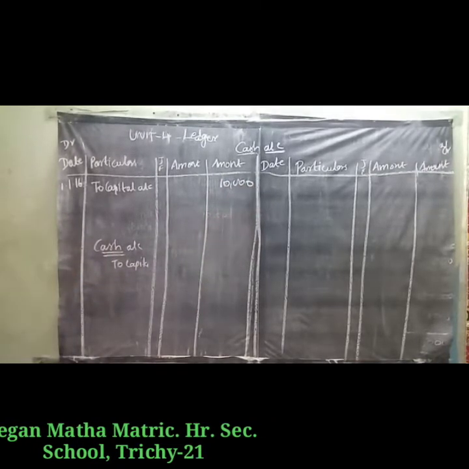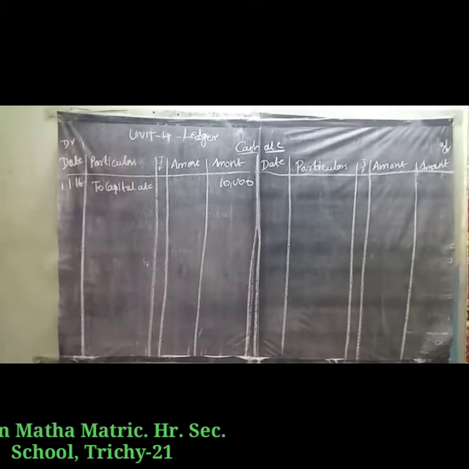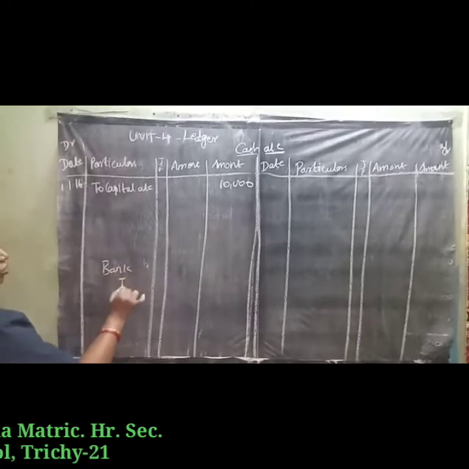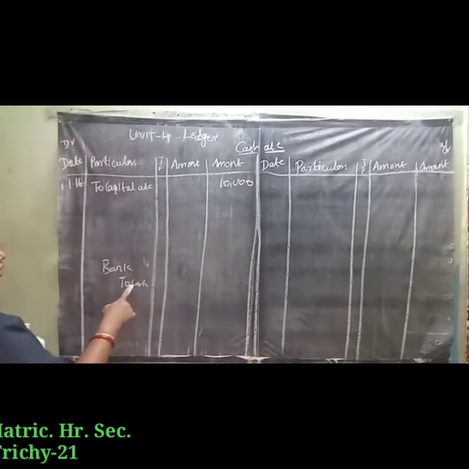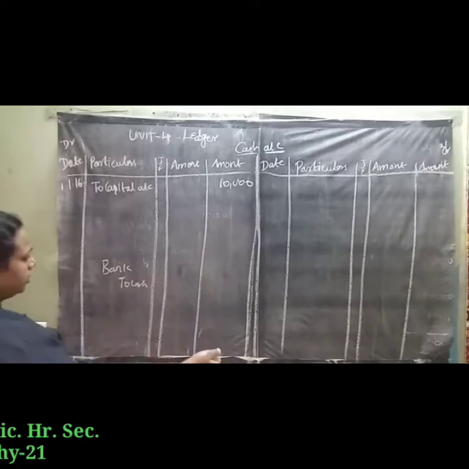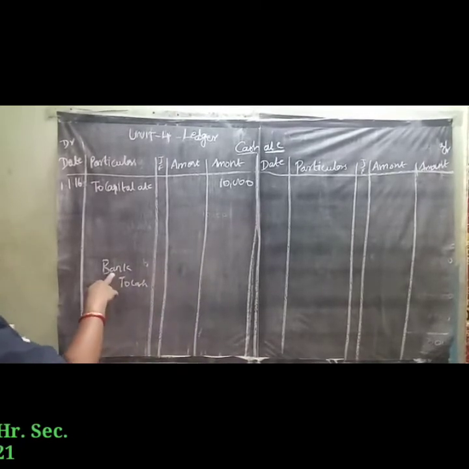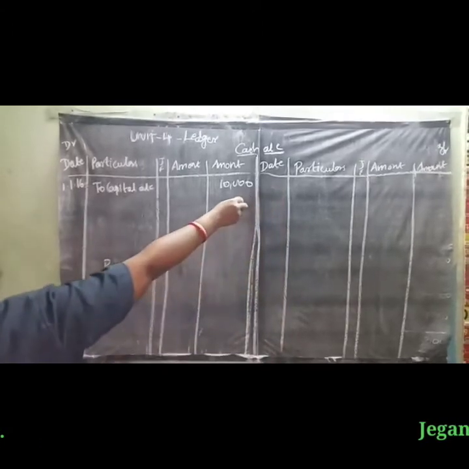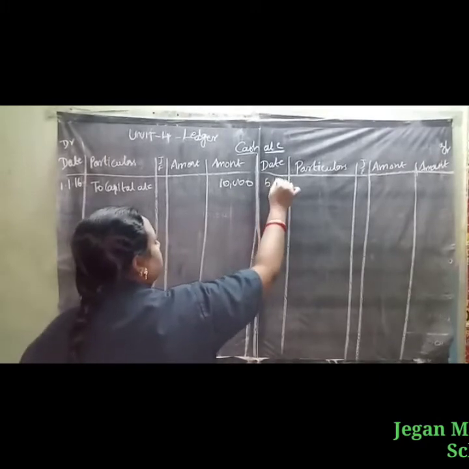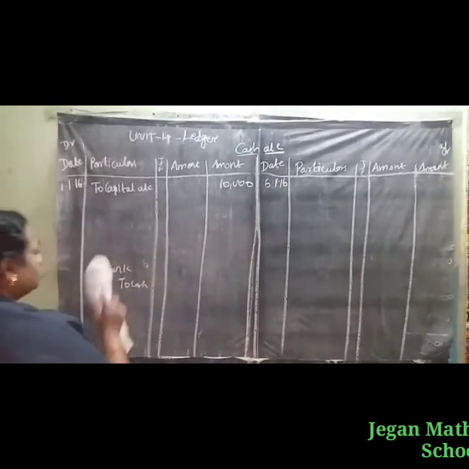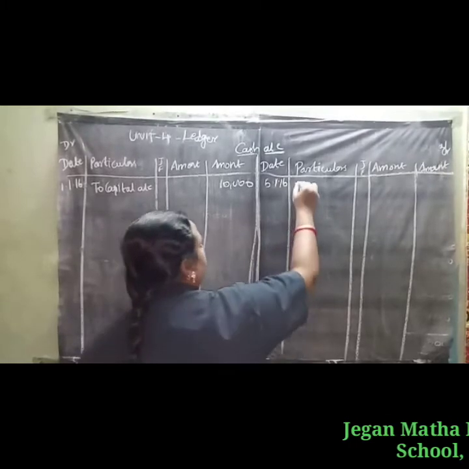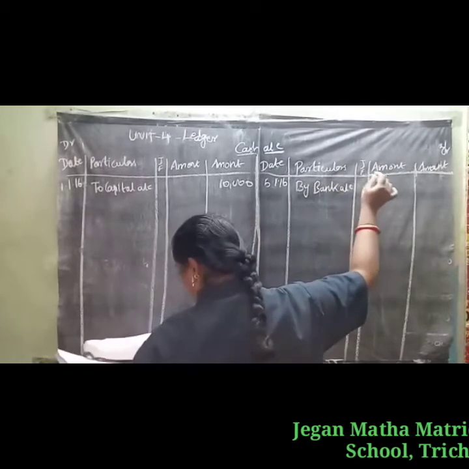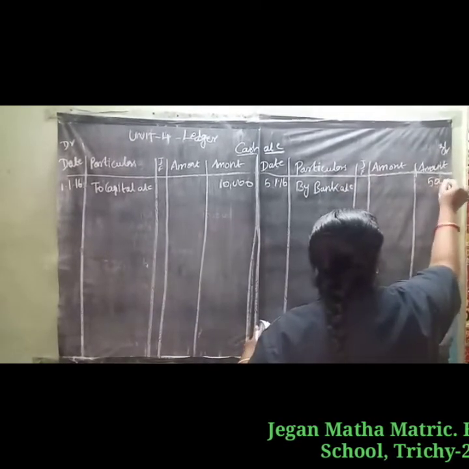Next, the second entry, paid into bank. What is the entry? Bank account debtor to cash. So is the cash account debit or credit? Credit side. So we move on to the credit side. What is the date? 5/1/2016. What should be written there? By bank account, amount 5,000.